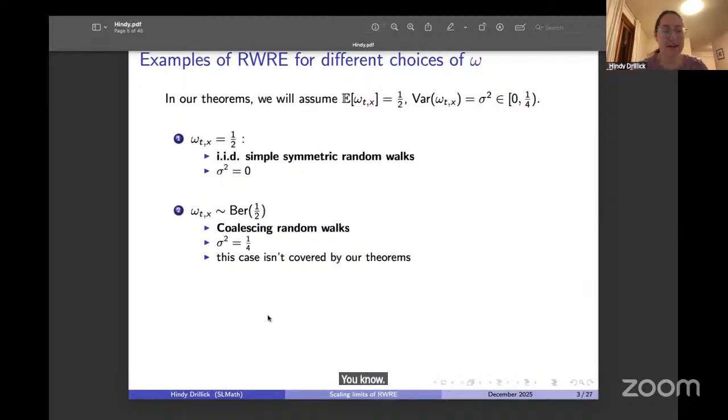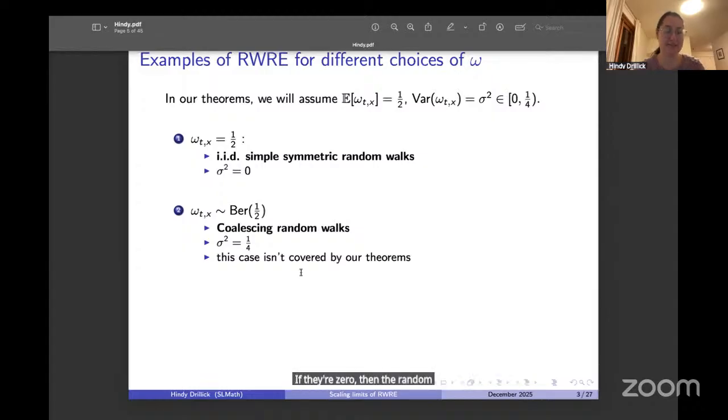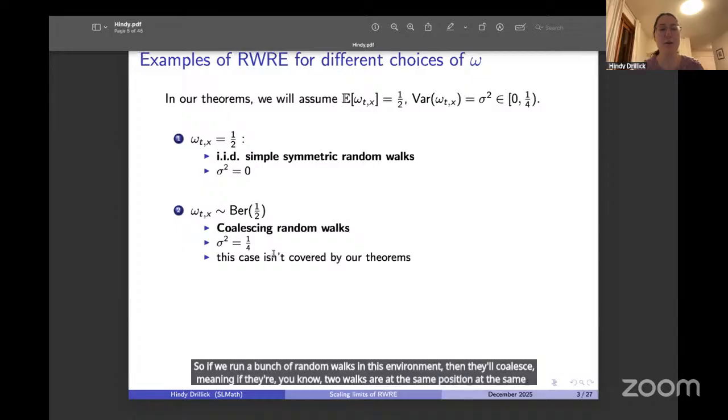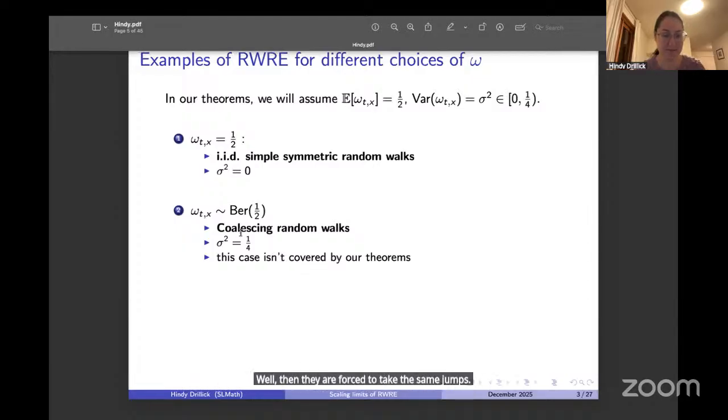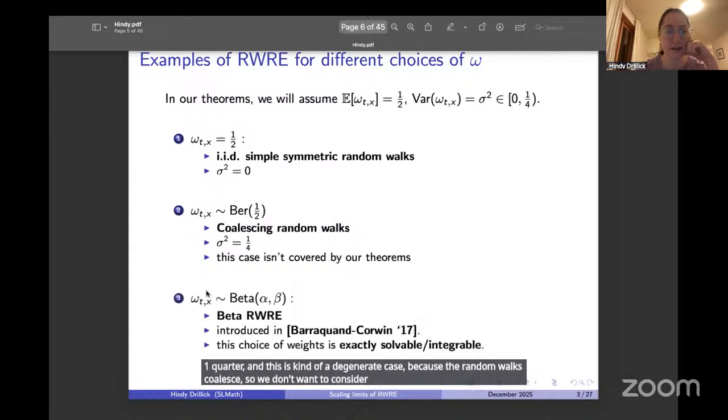On the other hand, we can take the omegas to be Bernoulli 1/2 random variables. In this case, the omegas are either 0 or 1. If they're 1, then any random walker that's at that position will have to jump to the right. If they're 0, then the random walker has to jump to the left. So if we run a bunch of random walks in this environment, then they'll coalesce, meaning if two walks are at the same position at the same time, then they are forced to take the same jumps from that time onward. This is the case where sigma squared is equal to 1/4, and this is a degenerate case because the random walks coalesce, so we don't want to consider this case going forward.